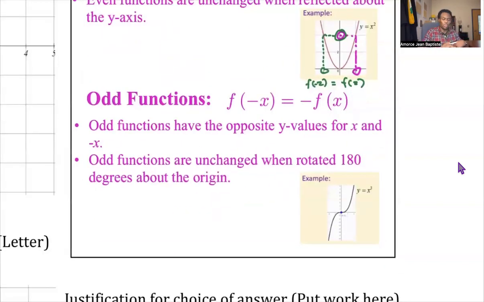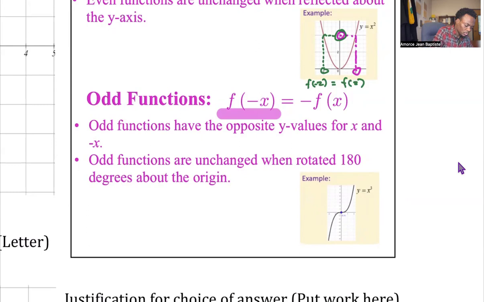So now let's talk about when the function is odd. A function is odd when plugging in negative x into f of x is the same as multiplying f of x by negative 1. When you input negative x, it's like multiplying f of x by negative 1.